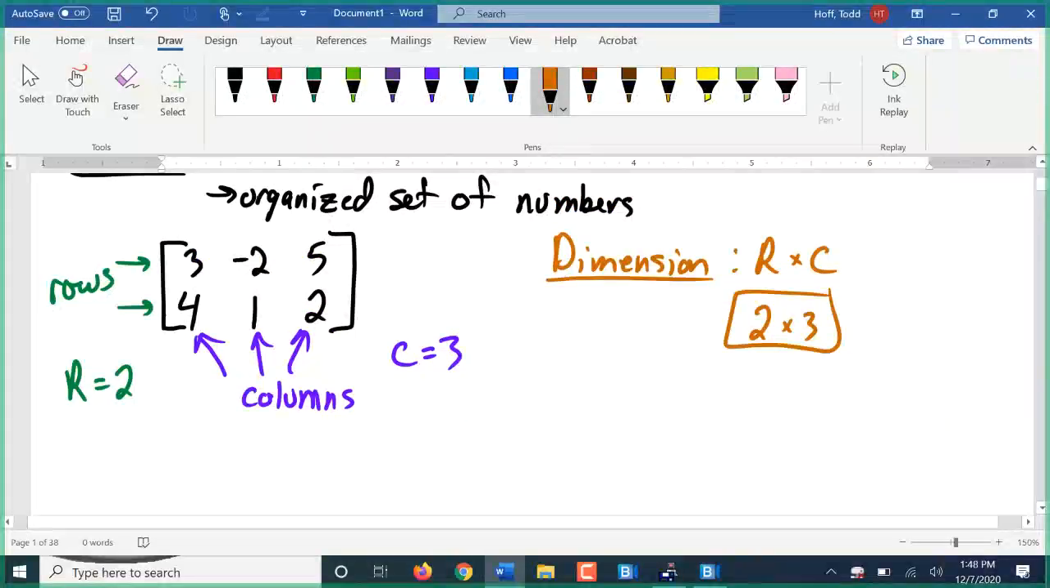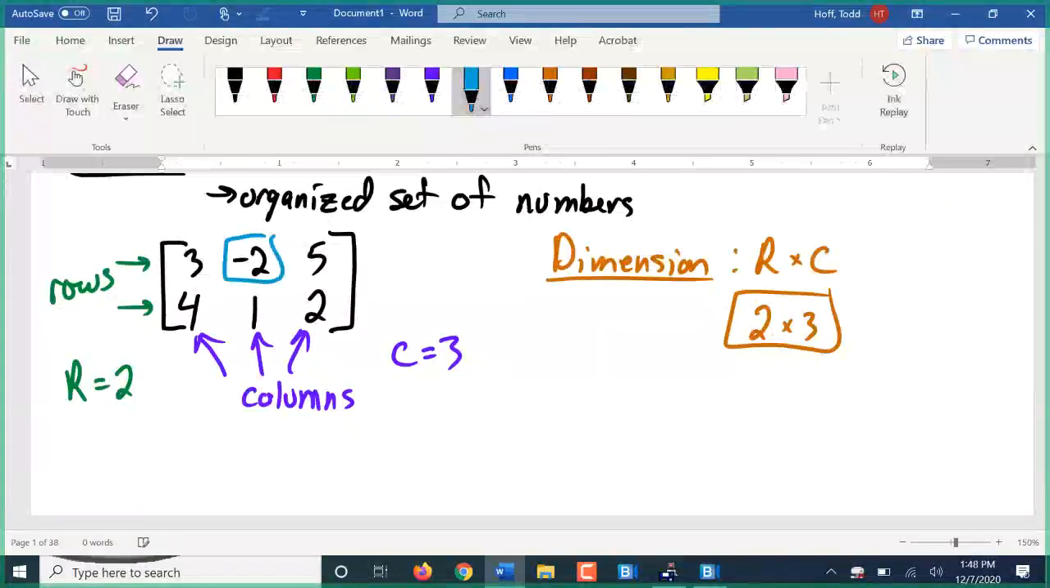Now in a matrix, like I said, the position of the numbers means something. This number here, this negative 2, is in row 1, column 2. That means something. Every number that appears in row 1, column 2 of a matrix like this represents the same thing in the context. This might be a structural matrix for a beam or shear matrix for a wall. In engineering, matrices like this occur all the time.